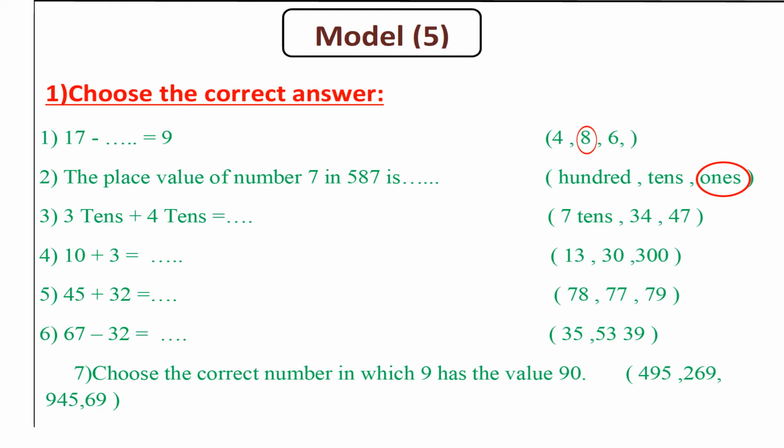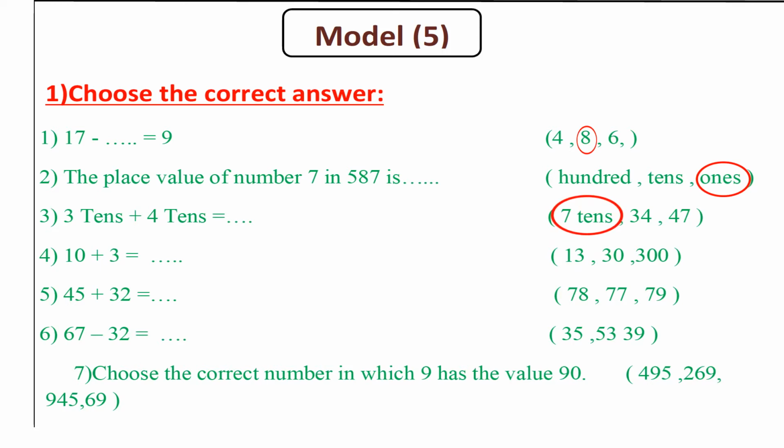Number 3, we have 3 tenths plus 4 tenths. That means each number has 1 zero, so 30 plus 40. We can cancel tenths and put 1 zero. The number will be 30 plus 40. Excellent. Equals 70. Which one of our choices is 70? Yes, 7 tenths.